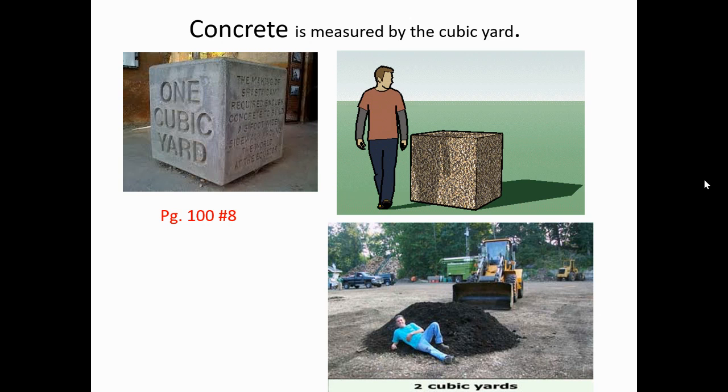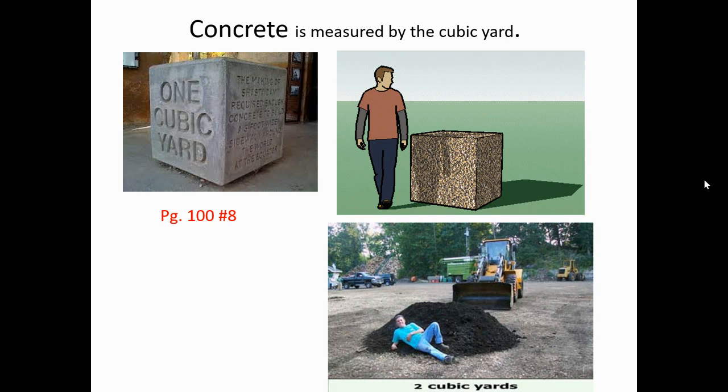So how do you measure the amount of concrete? Well, the top left picture is this big cube, and that is 1 cubic yard of concrete. That means that cube is 1 yard wide, 1 yard tall, and 1 yard deep. So that's really 3 feet by 3 feet by 3 feet. In the top right-hand picture, you can see that is about 1 cubic yard. You can see compared to a man how much that is.